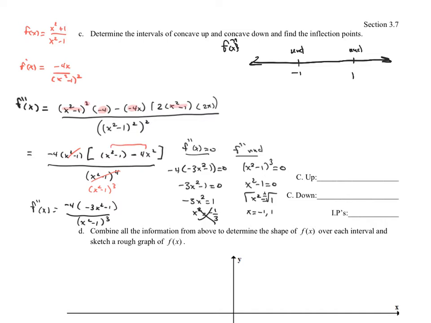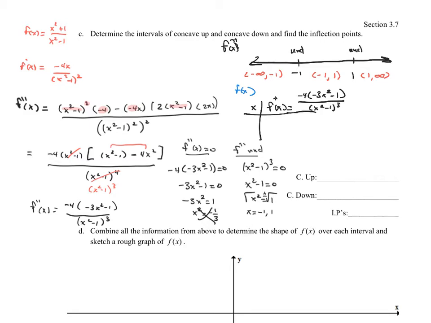My first interval is negative infinity to negative 1. Second interval is negative 1 to 1. And last interval is 1 to infinity. I'm trying to find out what happens to my original function given those. Let's go into our sign chart now. Here's our x values. We're plugging it into the second derivative, which was negative 4 times negative 3x squared minus 1 all over x squared minus 1 quantity cubed.